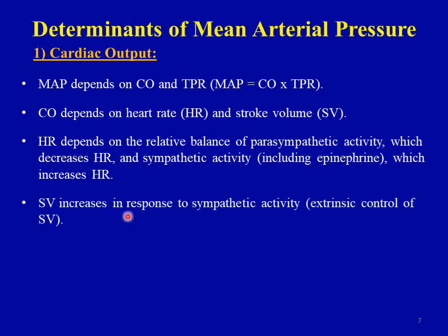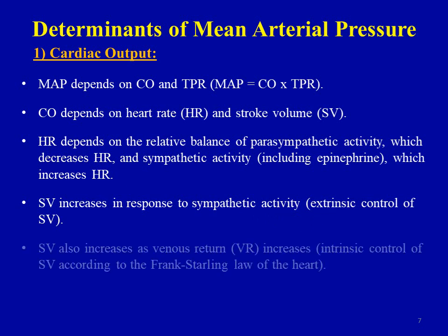Stroke volume increases in response to sympathetic activity, which is the extrinsic control of the stroke volume. Also, the stroke volume increases as venous return increases, and this is an intrinsic control of the stroke volume according to the Frank-Starling law of the heart, because an increase in the venous return will stretch the cardiomyocytes, and according to the length-tension relationship, this will lead to generation of a stronger force of contraction during systole.